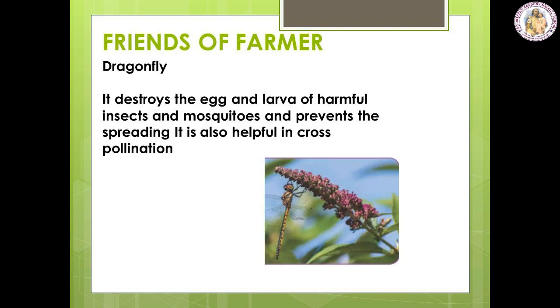Dragonfly. It destroys the eggs and larvae of harmful insects and mosquitoes and prevents the spreading of diseases. It is also helpful in cross-pollination.